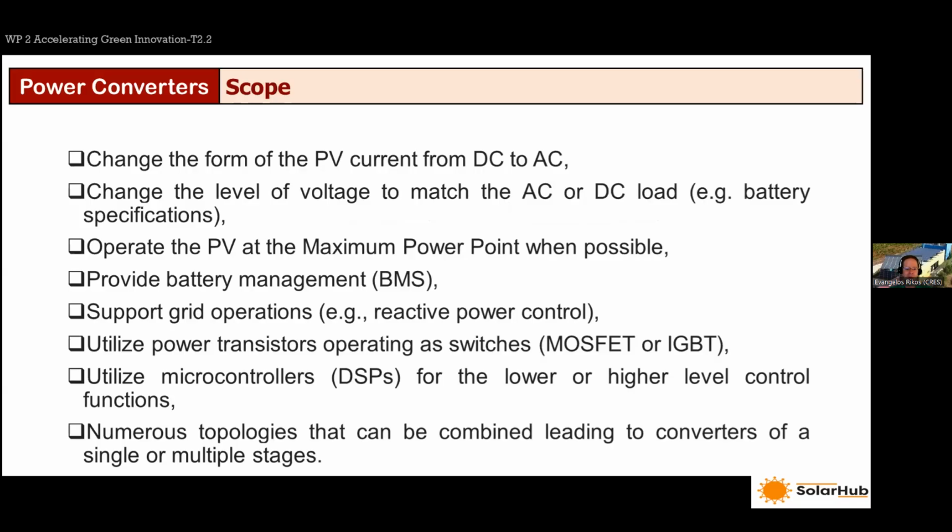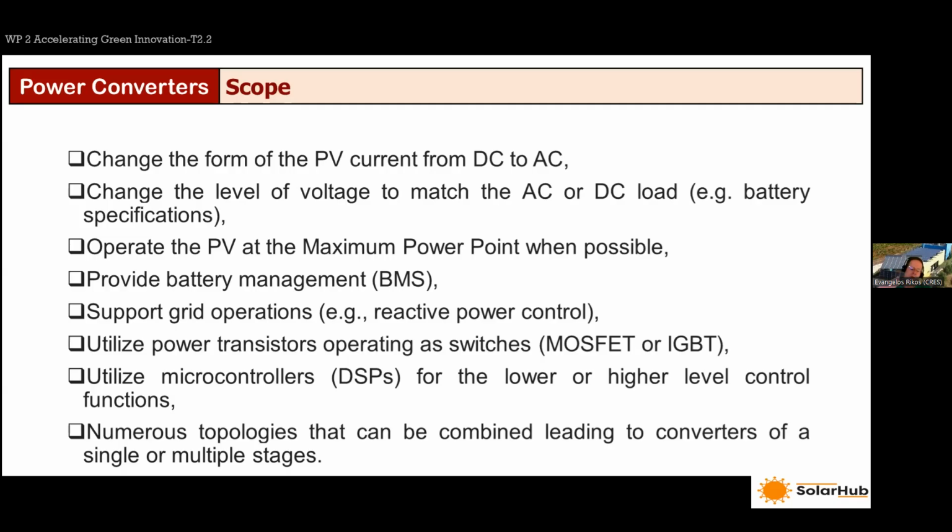Starting with an overview of the scope of these topologies, we're talking about power electronics circuits. Their aim is, first of all, to change the form of the photovoltaic current as it is produced by the arrays or modules, from DC to AC in one case, but also to DC, because a lot of converters just convert from one DC level to another. They don't change the form of the electricity per se, but they can change the level of voltage.